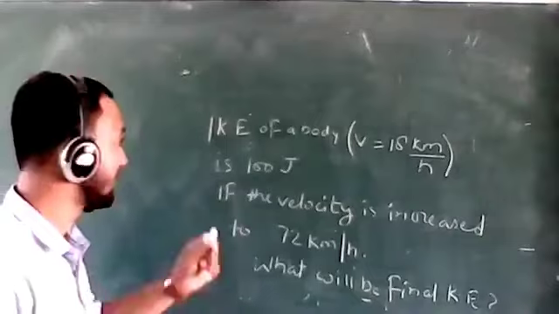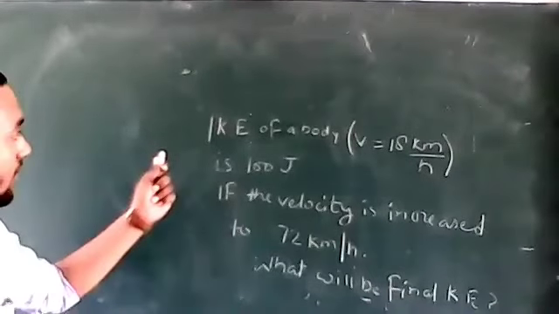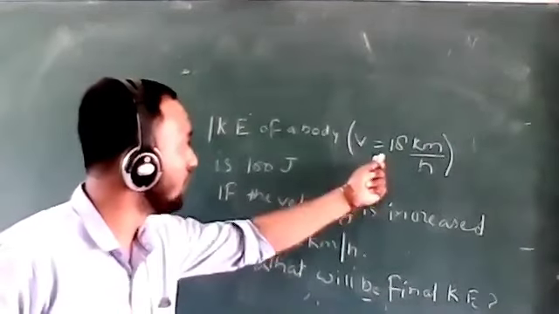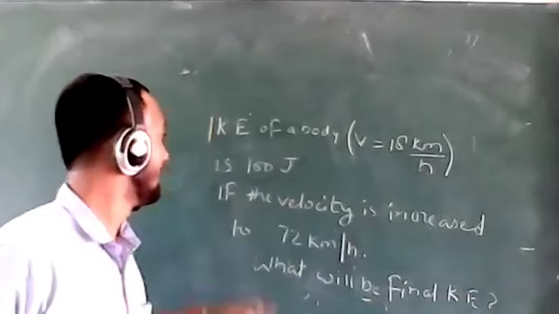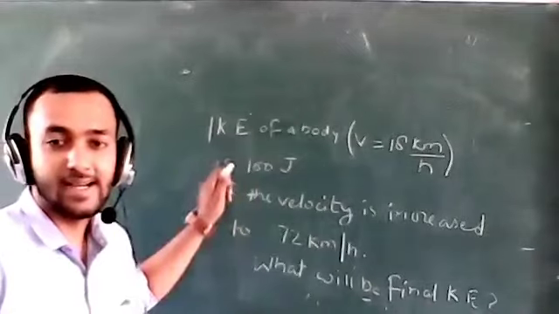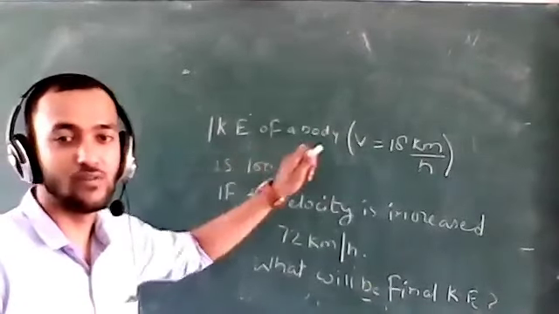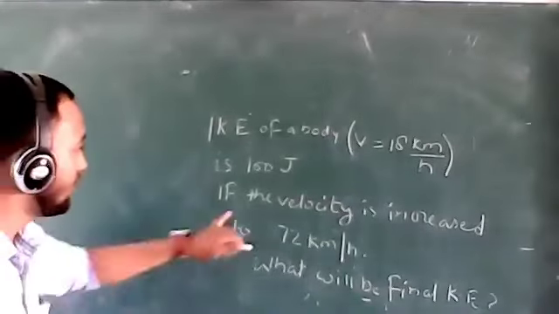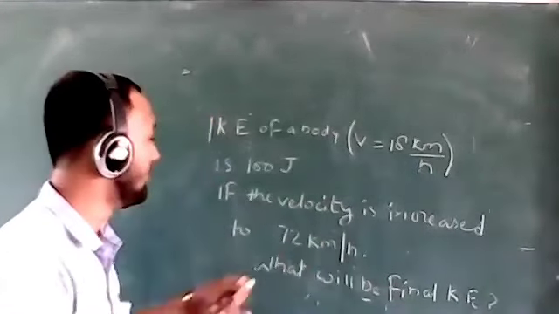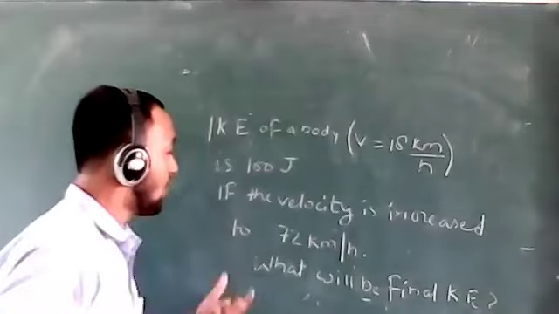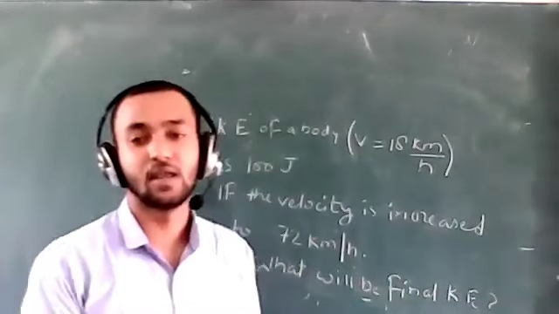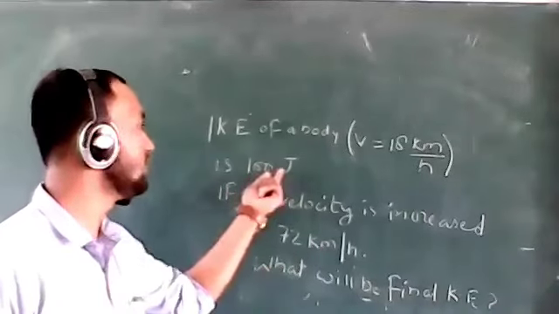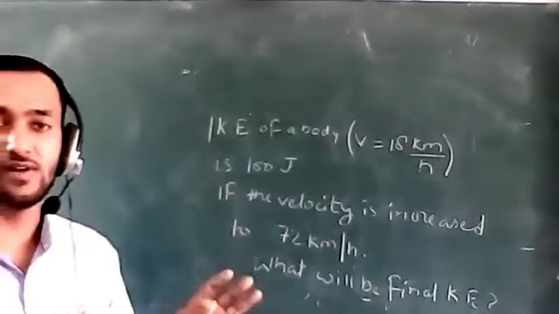So I'm dictating the question one more time. Kinetic energy of a body moving with velocity 18 kilometer per hour is 100 joule. And for the same body, the velocity is increased to 72 kilometer per hour. What will be the final kinetic energy? Here velocity is increasing, so the kinetic energy is also increased. So solve it and send it to me.